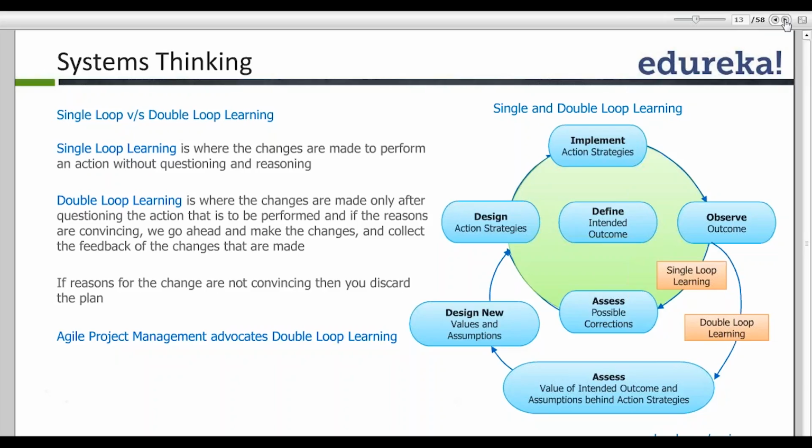So the difference between single loop and double loop is that in a single loop learning, the changes are made immediately, whereas in a double loop learning, the changes are made only after a thorough analysis and feedback is taken on whether the change is really required or not. In case you find that the change is not convincing, then you need to discard the plan. So this is the difference between a single loop learning vis-a-vis a double loop learning.